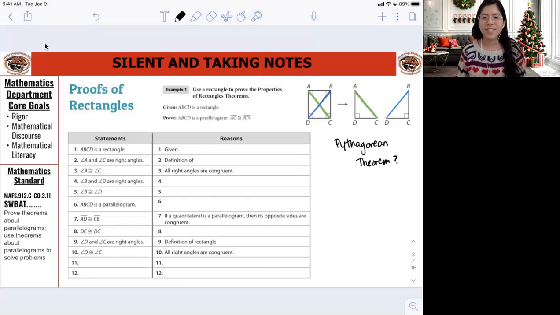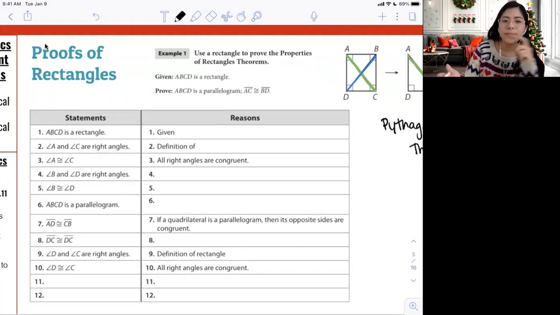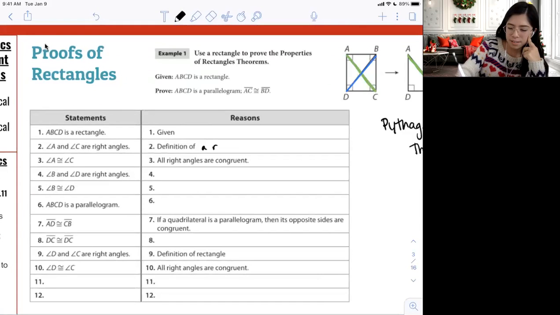Okay. Anyways, here we go. So where are we? We know ABCD is a rectangle. That is given. Angle A and angle C are right angles. That is the definition of what? Fill in the blank. Of a rectangle. Good.